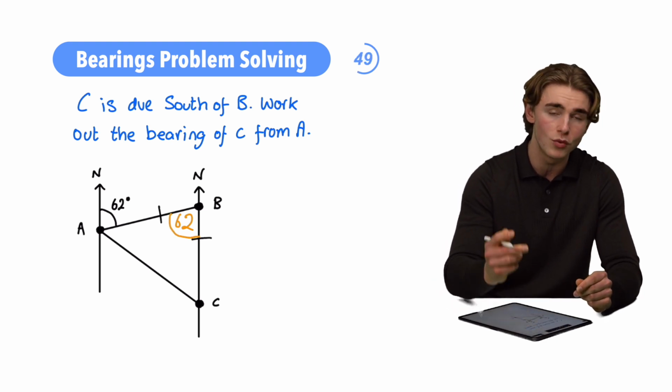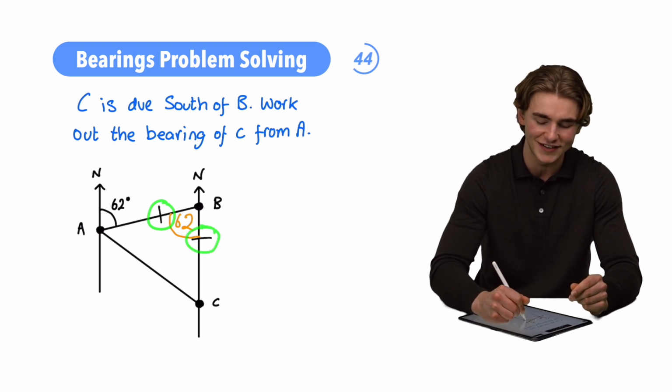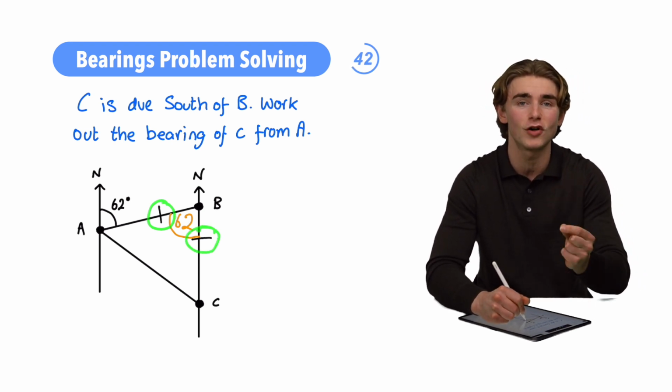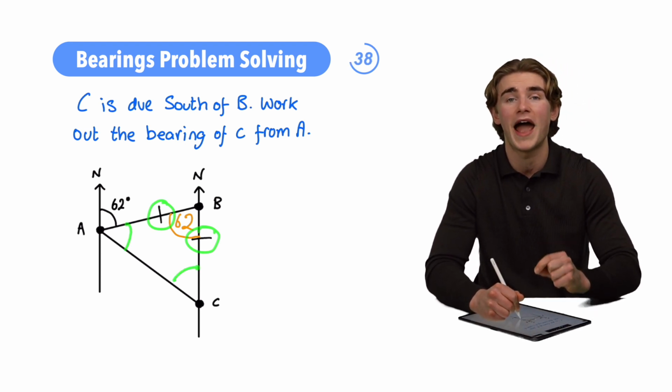Next step, we're going to use the fact that these two lines are the same length to ascertain that this is actually an isosceles triangle. And what that means is that this angle here and this angle here also have to be the same.